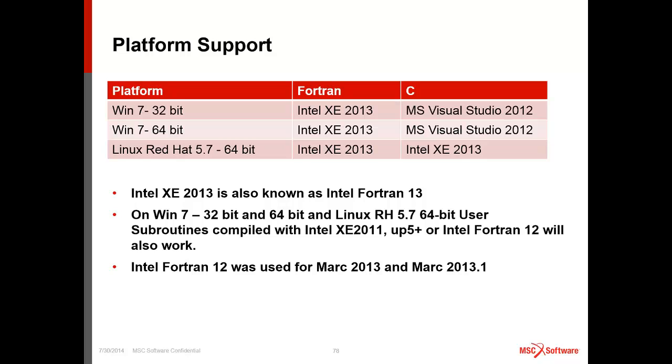We show here Linux Red Hat 5.7. That's one of the operating systems. We also support Red Hat Linux 6.3 and SUSE 11 Service Pack number 2. So on the download site, you'll see that you have more choices in terms of what you're going to download. The key one is the Marc 2014 release. As we documented in 2013, this will be the last release on 32-bit Windows systems.